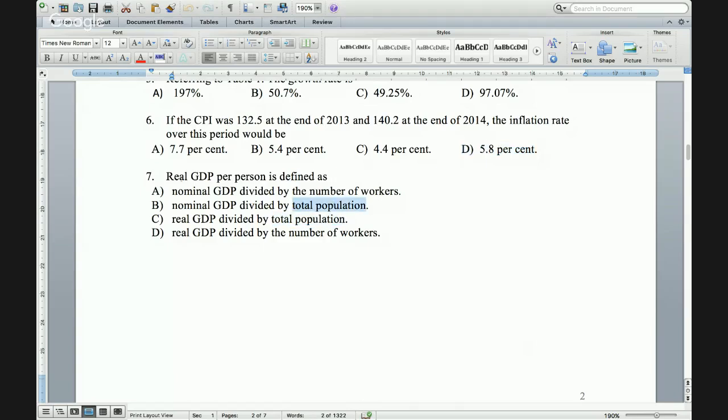Okay, so given that you have real GDP per person, it has to be real GDP divided by total population. If this answer was nominal GDP per person is defined as, well, then your answer is B. So in this question 7, your answer is C.